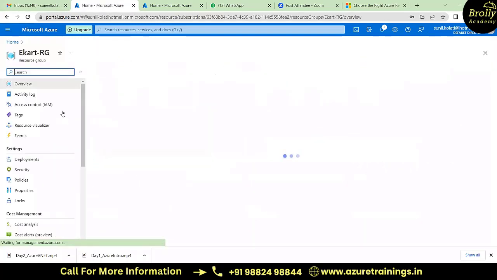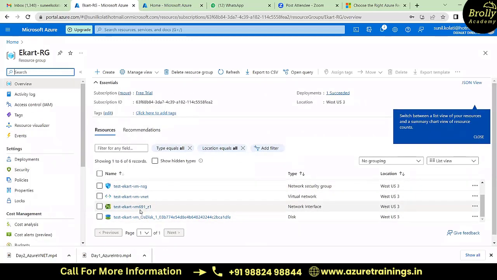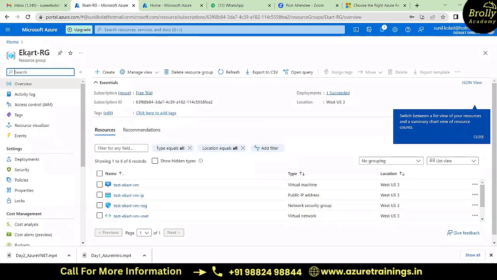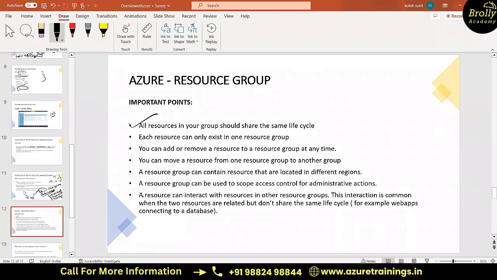See, I created eCart RG. In eCart RG, these are all the resources. So these all share the same life cycle. If I delete this eCart RG resource group, each and everything is going to be deleted. That means each and every resource is sharing the same life cycle. Okay. First thing.